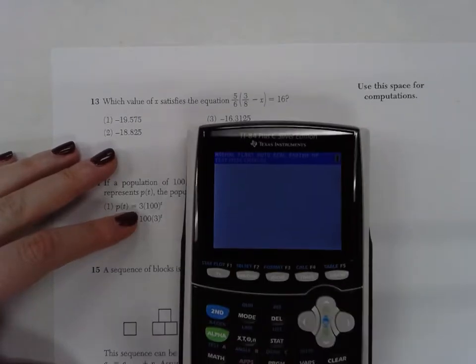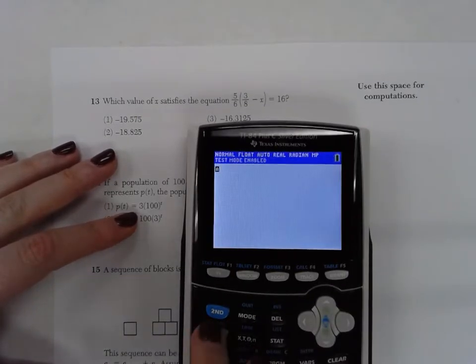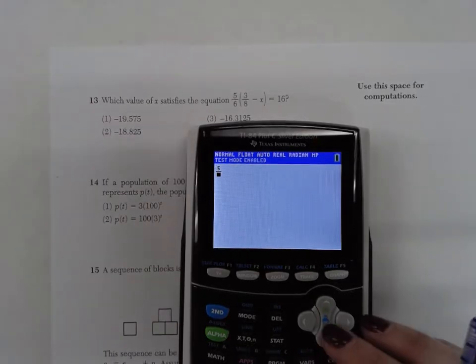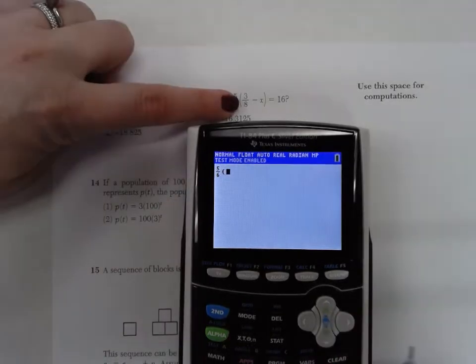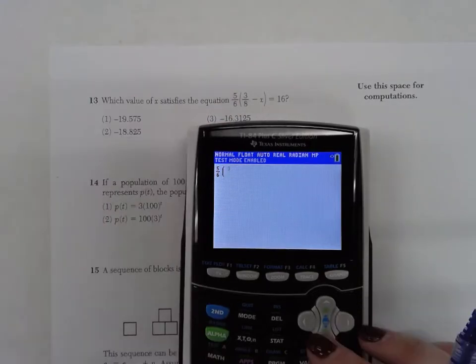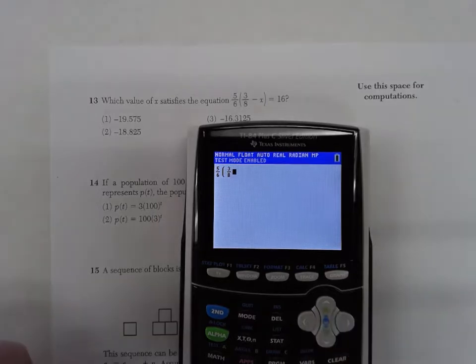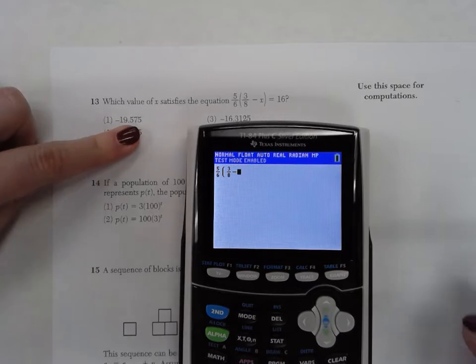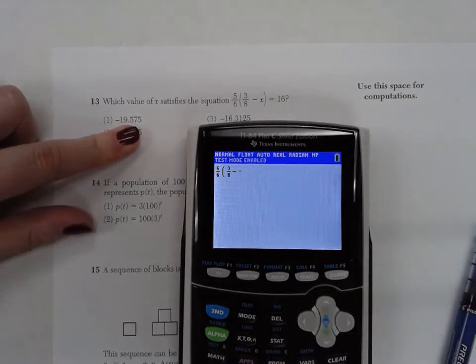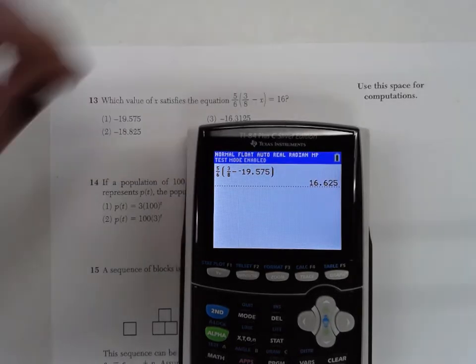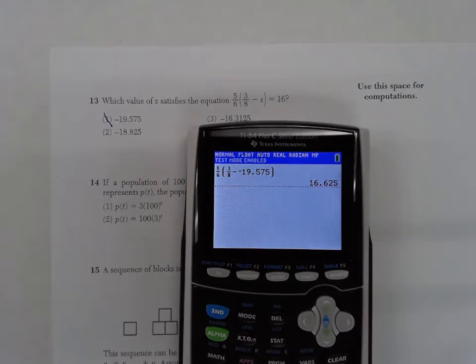If I go to my calculator, I'm going to do alpha y equals option 1. I'm going to type in 5 over 6, and then the parentheses, alpha y equals number 1, 3 over 8, minus, now it says x. I'm going to substitute in choice 1, negative 19.575, and let's see if I get 16. No, not my answer. So I'm going to do it again.